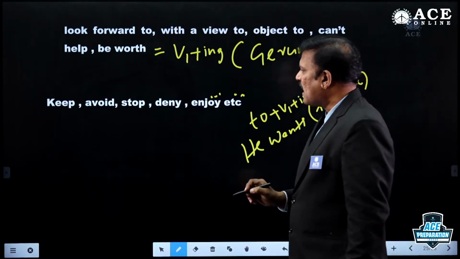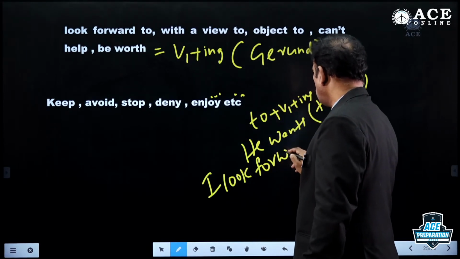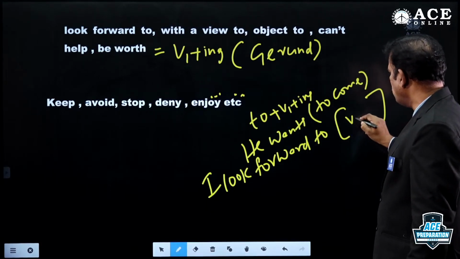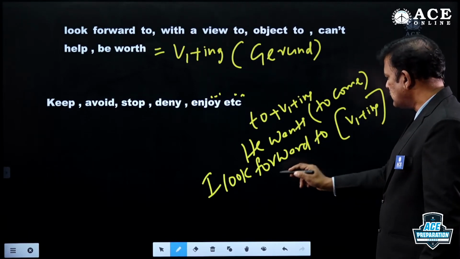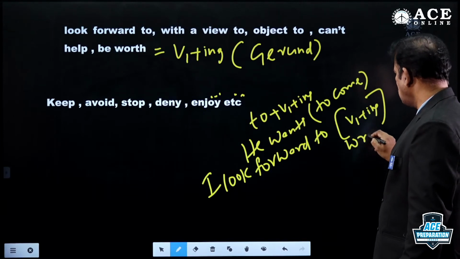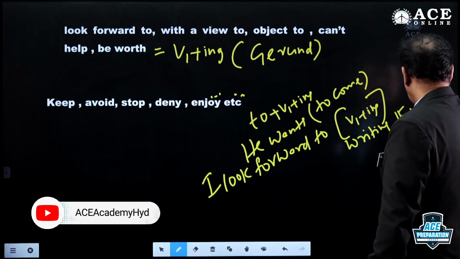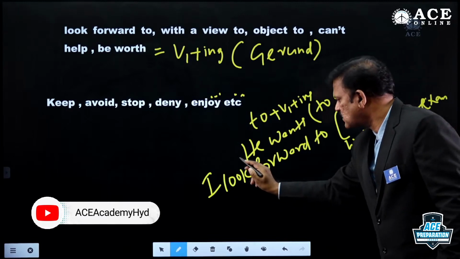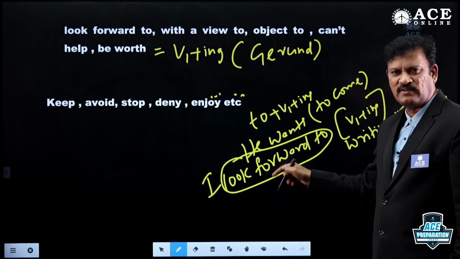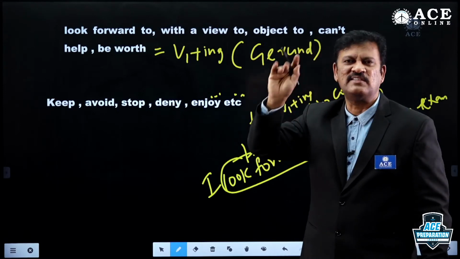Look at this one. I look forward to. I am asking you to use V1 plus ing form. If this is the case, I look forward to, let us say, writing this notes or this exam, whatever. When I ask you to break this, this is the verb phrase. This to belongs to this one. That is a package. So don't think too much. Blindly remember, after look forward to, V1 plus ing form.